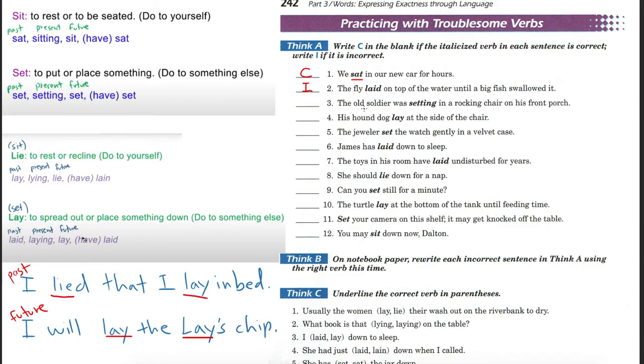All right. The old soldier was sitting in a rocking chair on his front porch. So sitting is the present tense of sit, to be seated or rest. So is the soldier putting something else down, or is he sitting down himself? So the old soldier was sitting in a rocking chair on his front porch. All right. So what do you think? Is it I or C? So write your answer here.